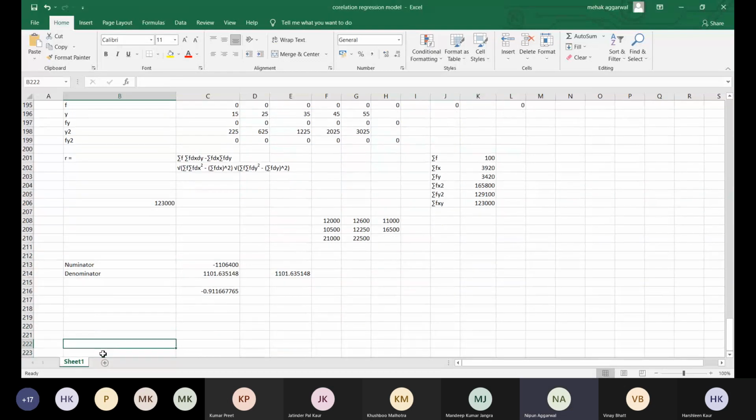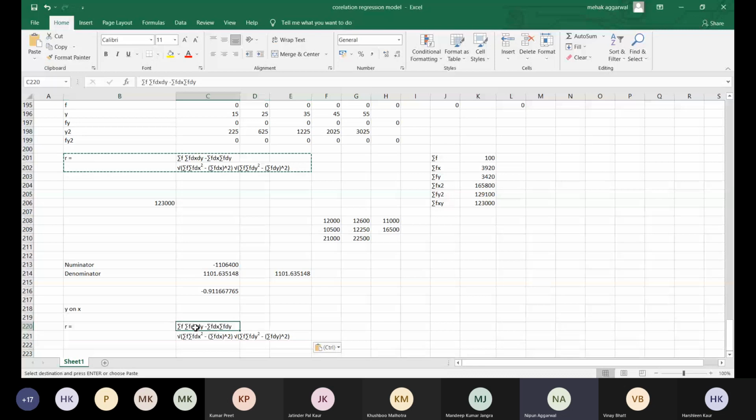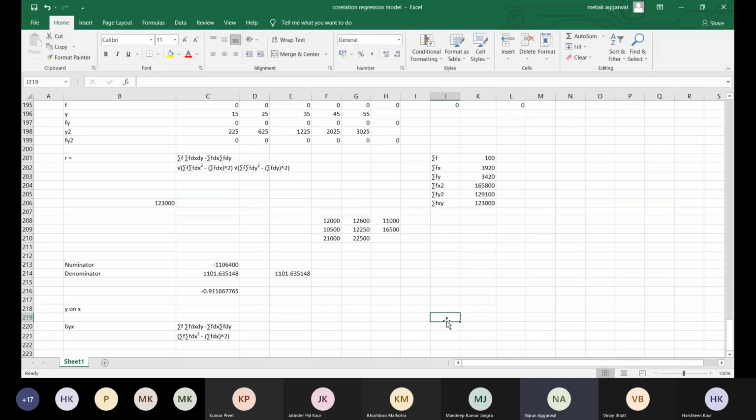We have to calculate the value of y on x. So what is the formula for y on x? The denominator will remain the same. There is no difference in the numerator. In the denominator, if we want to find the value of byx, the under root will get removed and there will be only the x term. So this becomes the formula for byx.